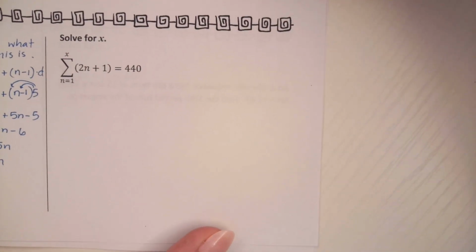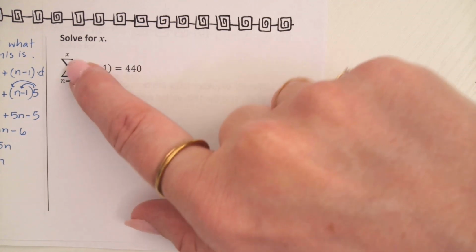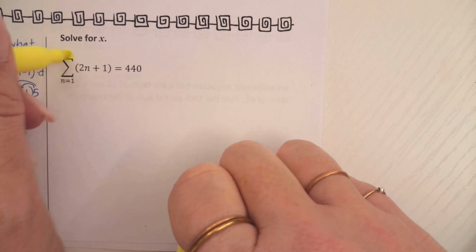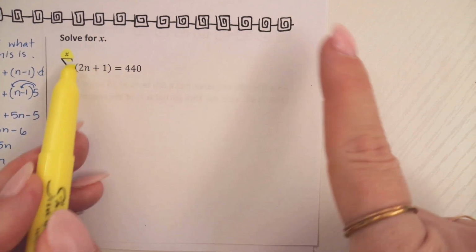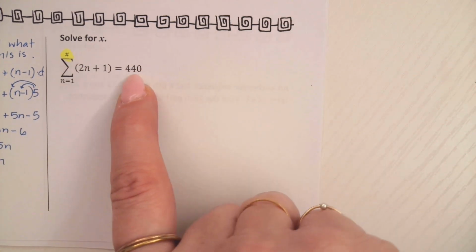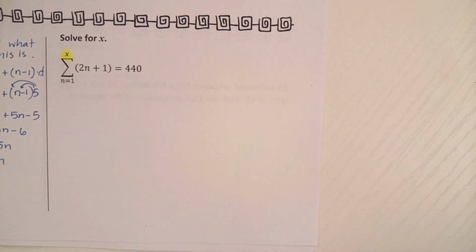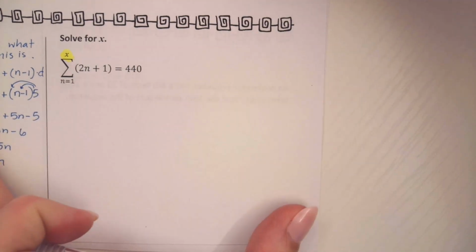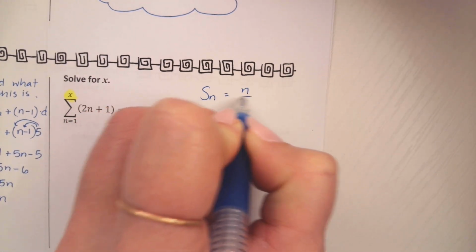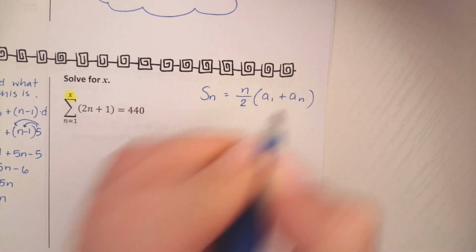Okay. So on the bottom, we're starting at the first term. We're going to the x term. So we don't know what term we're stopping at. We know it's arithmetic. I can tell by this little linear function here that it's arithmetic. And we already know the sum is 440. Okay. We can use the sum formula for this. So I'm going to write down my sum formula. N over 2 times starting plus ending term.